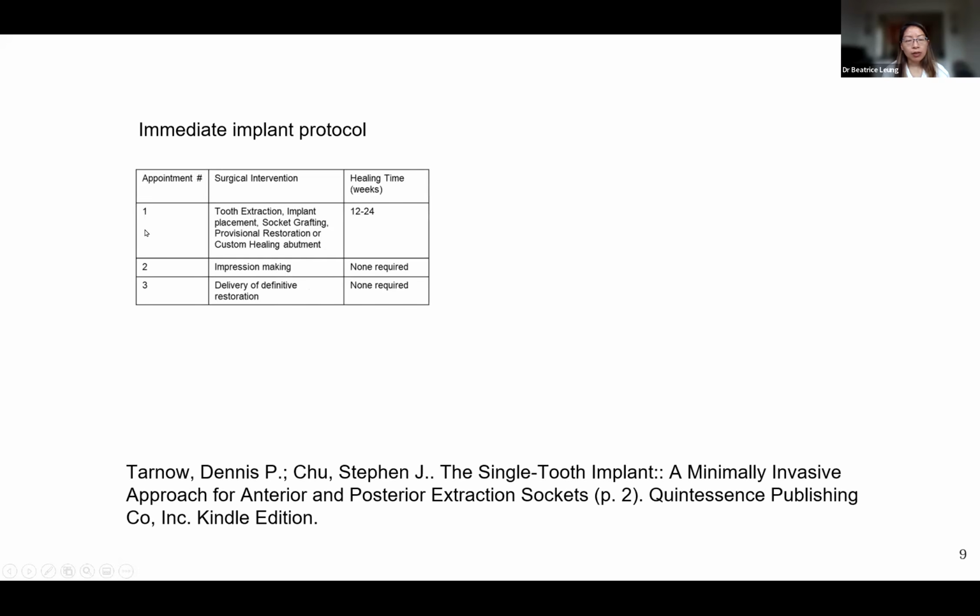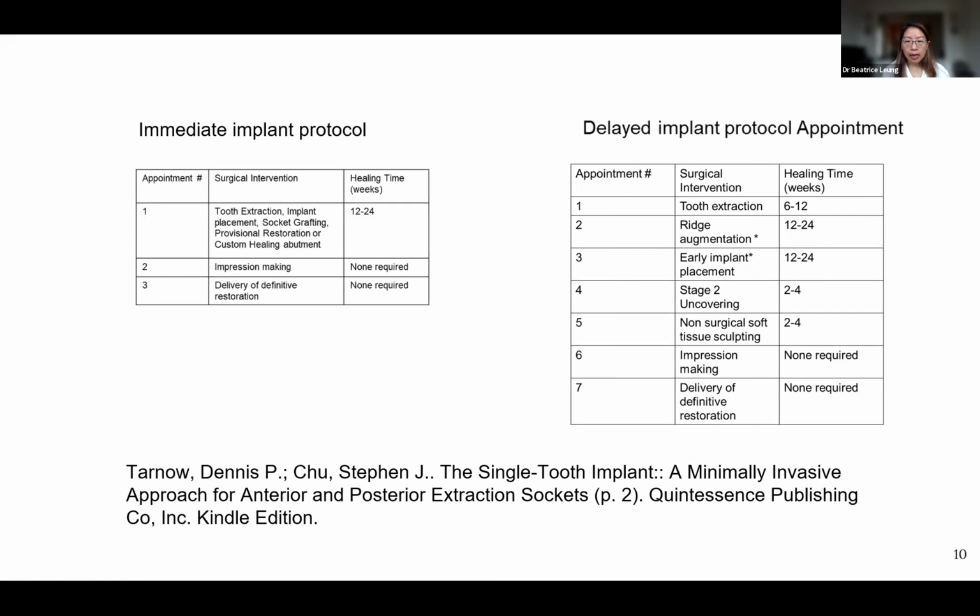So you can see, if everything goes smoothly, you're looking at about a 3-appointment procedure. Traditionally, when we started doing implants, everything was delayed and staged. Before this immediate implant protocol became available and scientifically based, we were extracting the tooth and letting it heal for anywhere from 6 weeks to 3 months.